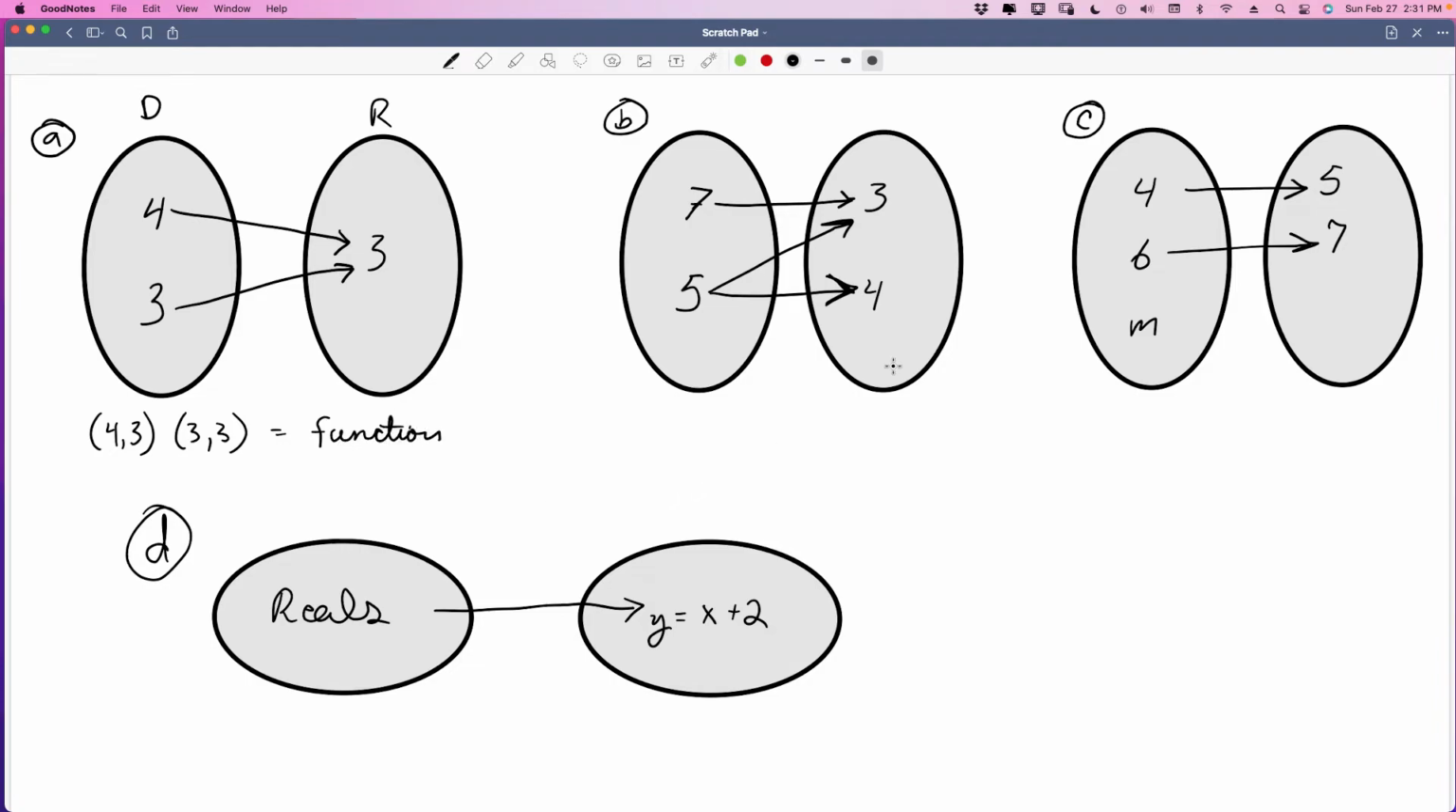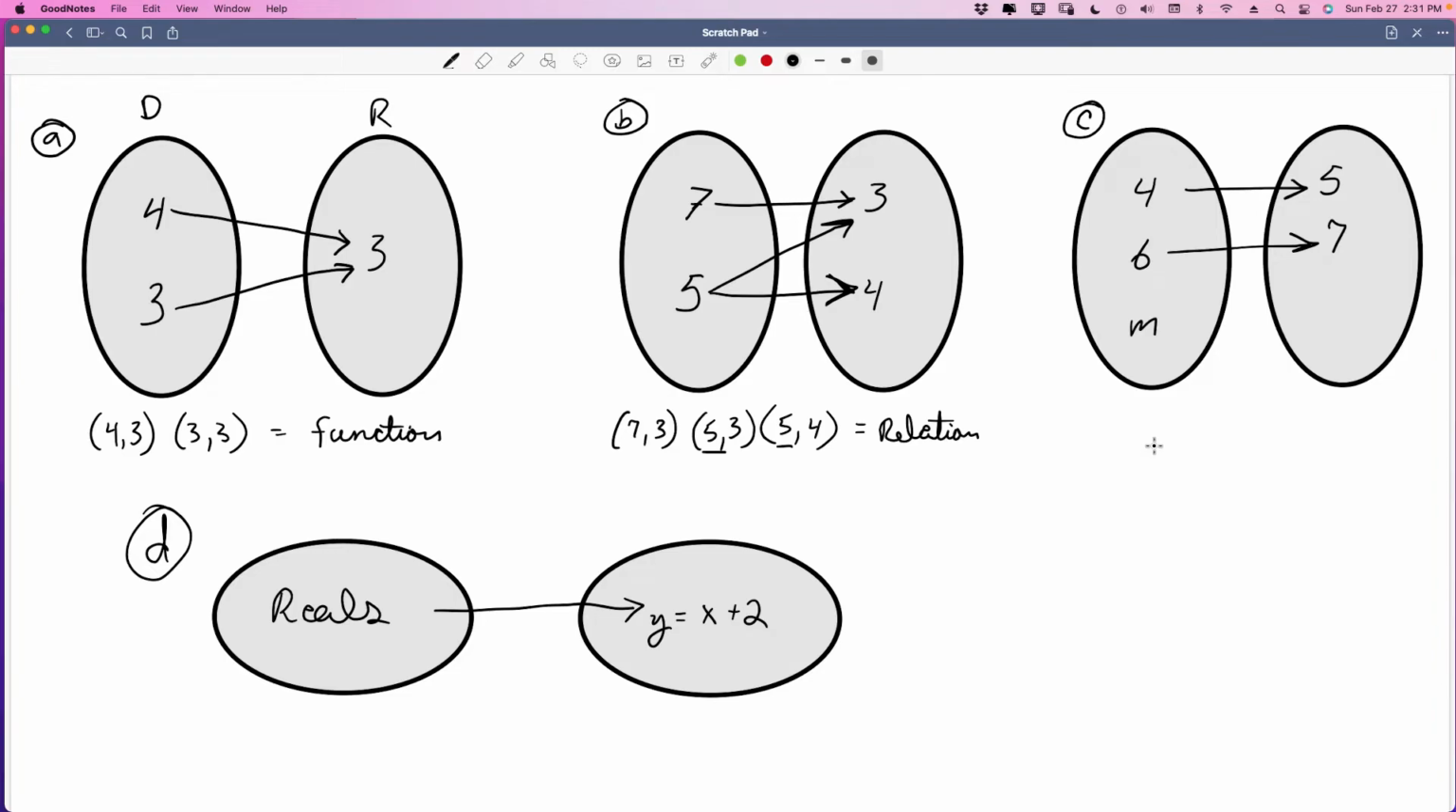Okay. Now let's look at B. 7 has a value of 3 paired with it. And then we have 5, which has 3, but then 5 also has 4. So this is a relation. It is not a function, because the x value here is duplicated. We have 2 points that have the same x value.